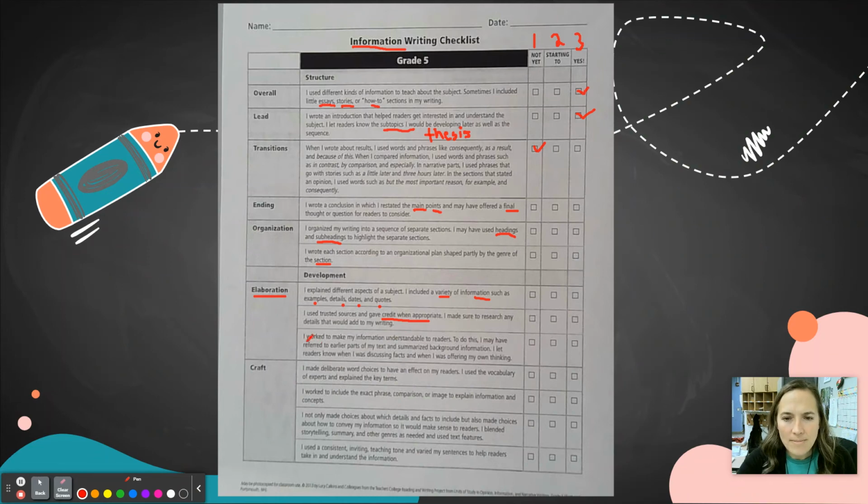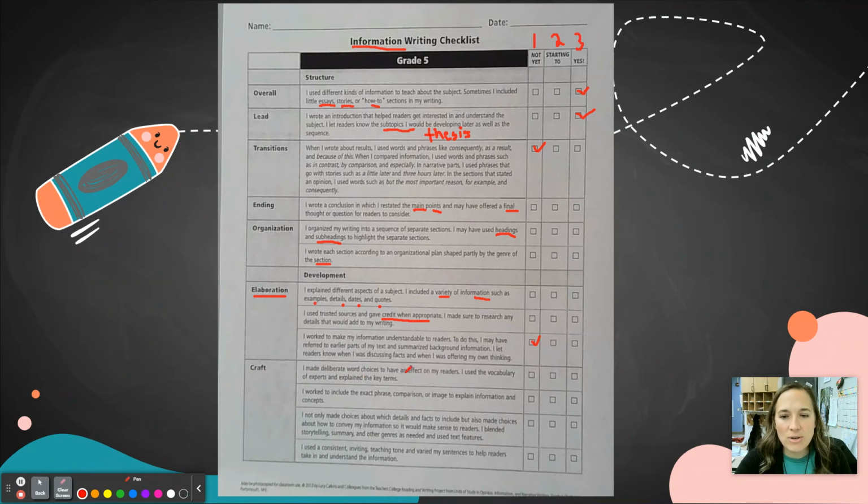where they did. I worked to make my information understandable to the readers. To do this, I may have referred to earlier parts of my text, summarized background information. I let readers know when I was discussing facts and when I was offering my own thinking. That is an advanced thing we really didn't work so much on this time, so many of you are going to have a not yet for that, and that is okay. That's something that we're working towards.